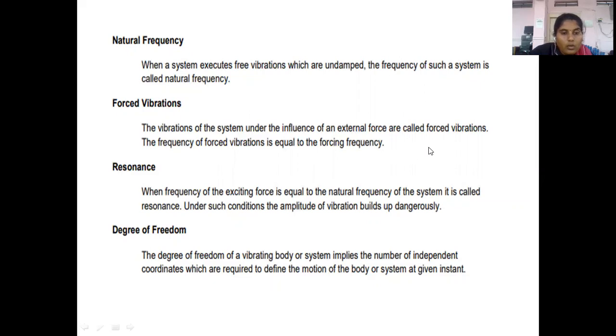Resonance. Write down: when the frequency of the exciting force is equal to the natural frequency of the system, it is called resonance.